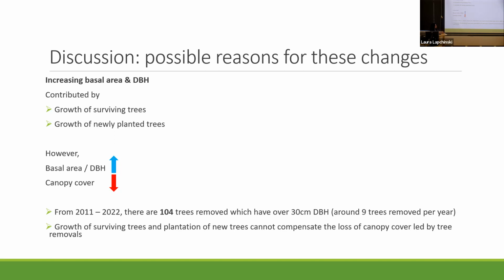Those trees usually have a much larger canopy cover. So if we remove them, then the canopy cover decreases. And even if you plant more trees, those trees are usually just small to middle-sized trees, so they don't contribute much to the positive change in canopy cover. So that's why, when we combine all the data together, we still find that the canopy cover decreases in general. Thank you.